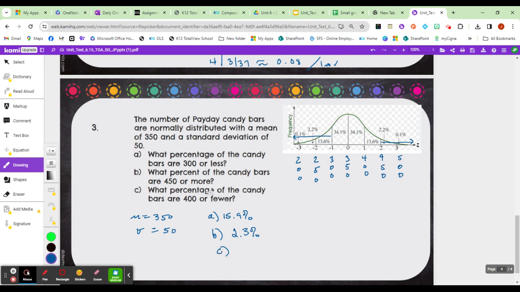And then C says, what percentage of the candy bars are 400 or fewer? So 400 is right here. Fewer would be to the left. So I've got to add 34.1, 34.1, 13.6, 2.2, and 0.1. And that gives me 84.1%. So again, to the left or fewer than 400 would be 34.1 plus 34.1. Don't forget this little 13.6, and then the 2.2 and the 0.1. And that would be how you do number 3. Hopefully this is helpful. If you have any other questions, please let me know.